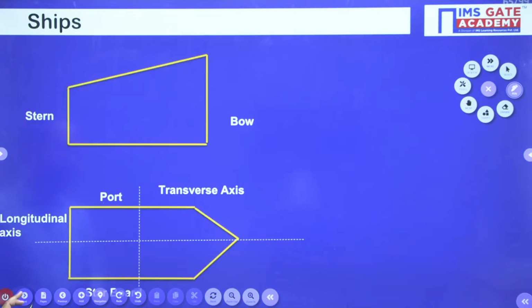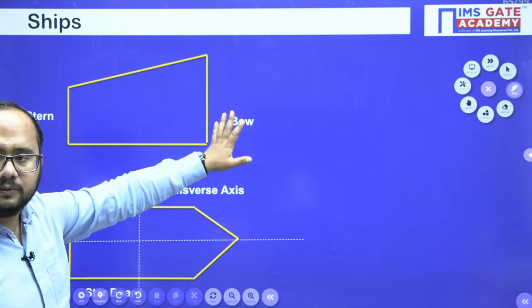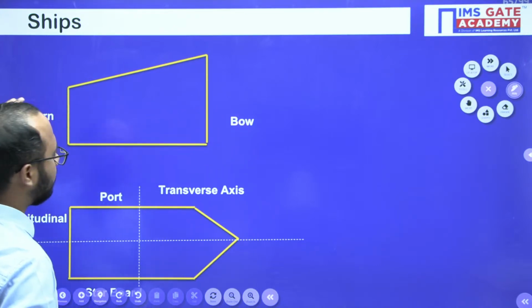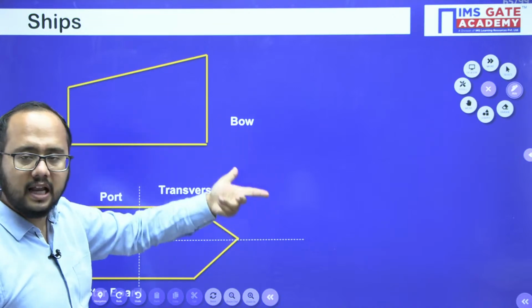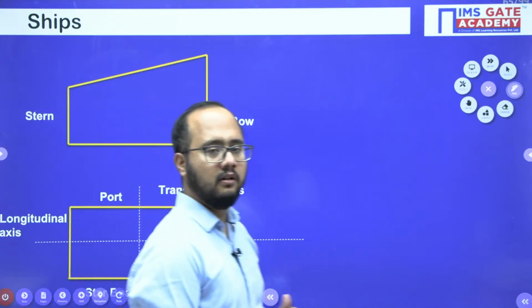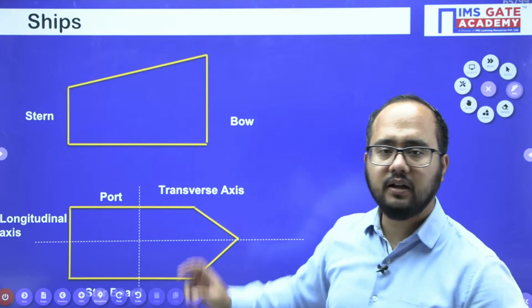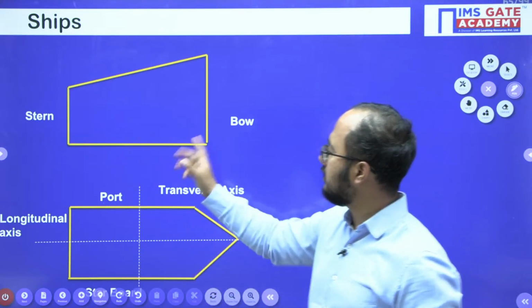Okay, now moving on to the ships part. So in this ship, what will happen? See, this is the stern part, this is the bow part, that you should remember, everyone, because in the question language also they will use such terms. Remember this point, stern and the bow.